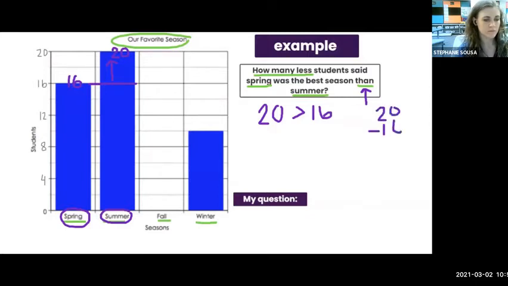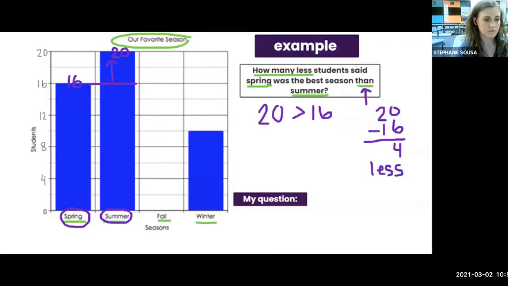20 subtract 16, we know the difference is 4. 4 less students said spring was the best season than summer. So 4 less students. Great work.